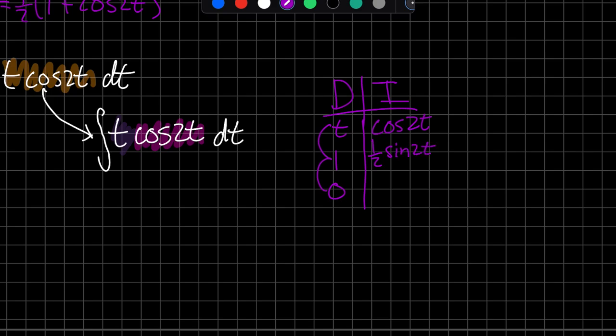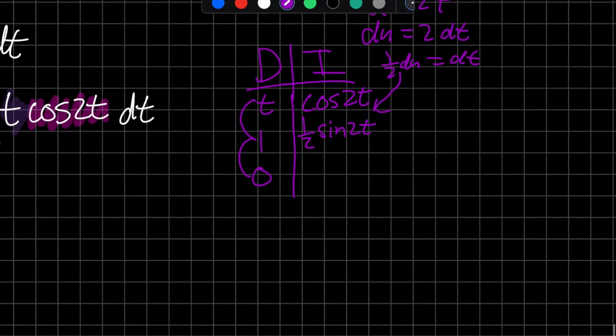sine 2t. If you don't know where that came from, all I did was a quick u-sub for the 2t. du equals 2 dt, and then 1/2 du equals dt. That's the u-sub that I did to get this, but it's not too bad. You can try it on your own.